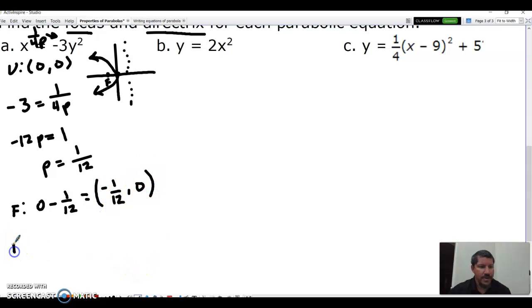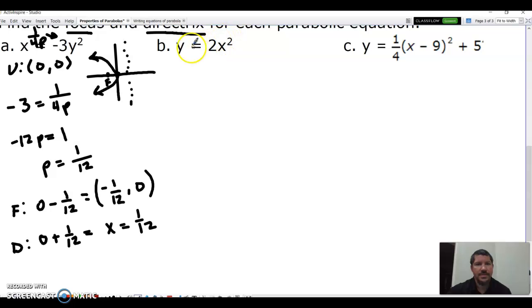My directrix, which is a line, I have to go right from that 0. So I'm going to add 1/12, which gives me, in this instance, x equals 1/12.